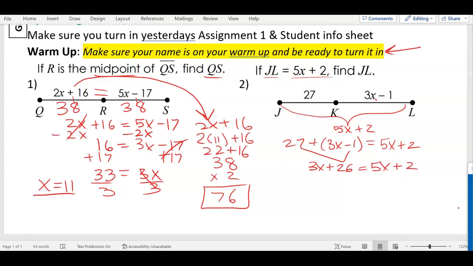And now it's kind of like the problem we just did. We get rid of the smaller x, so minus 3x on both sides. 26 equals, what's 5x minus 3x? 2x. Bring down plus 2. And now it's a two-step problem like yesterday's warm-up. We get rid of the plus 2 by subtracting 2. 26 minus 2 is 24 equals 2x. Divide by 2, x is equal to 12.